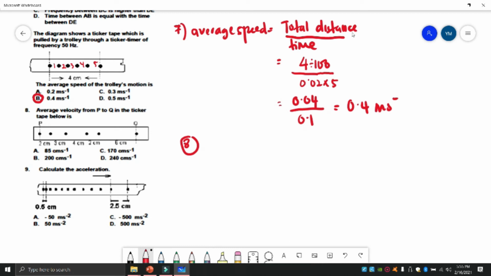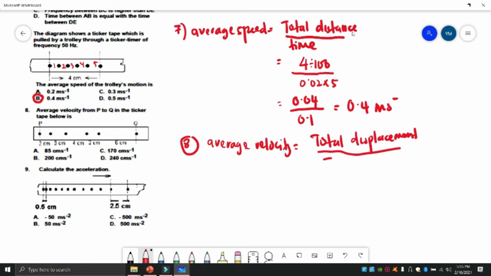Okay, not total distance. For average velocity, it is total displacement divided by time. So total displacement here is 2 plus 3 plus 4 plus 2 plus 6. Then the total time here, you have to count how many ticks: 1, 2, 3, 4, 5.